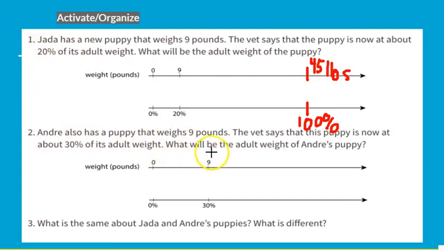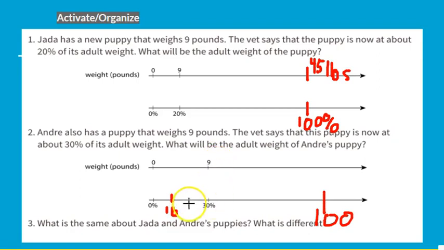Andre has a puppy that weighs 9 pounds, but the vet says that his puppy is now 30% of its adult weight. What's the adult weight of Andre's puppy? Now, is there a smooth jump from 30% to 100%? No. Is there a way to get to something that we could do easily here? Yeah, we need to find something that we can divide this down to that would help us get to 100. Well, I think the easiest thing is to divide it by 3 and get down to a 10% number.